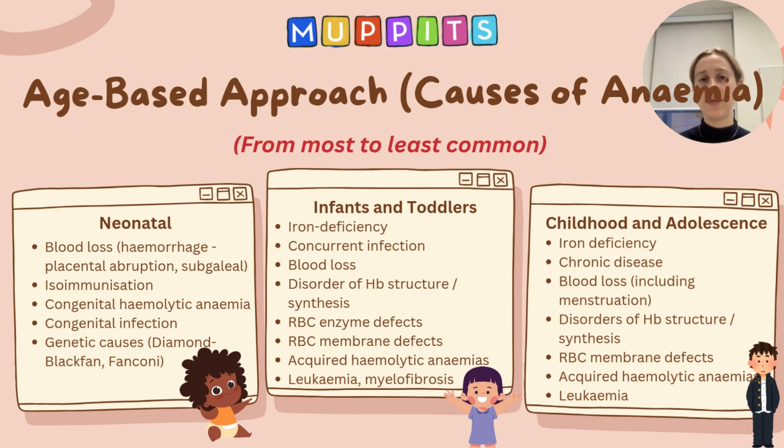Then looking at infants and toddlers, iron deficiency anemia is most definitely the most common cause of anemia in this age group. It's often from inadequate dietary intake, but it can also be caused by chronic occult blood loss from Meckel's diverticulum, for example.